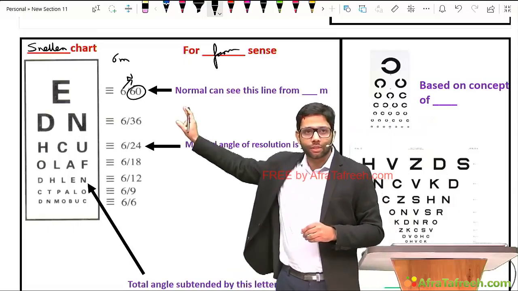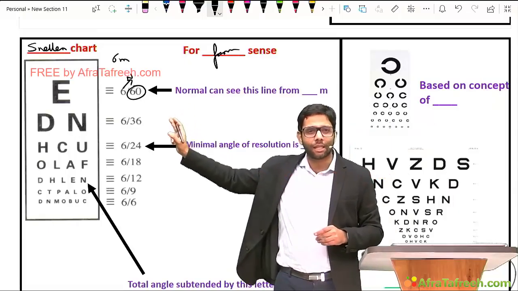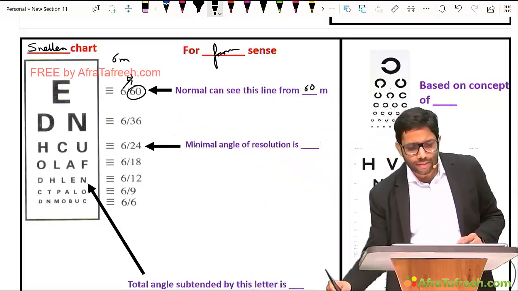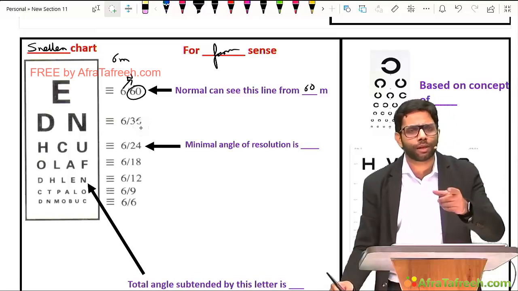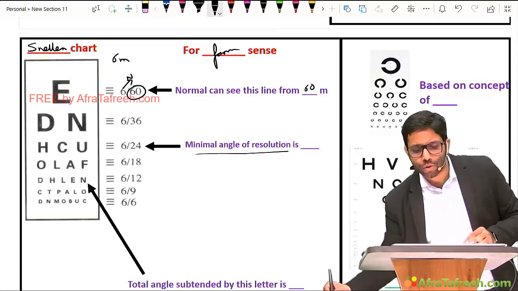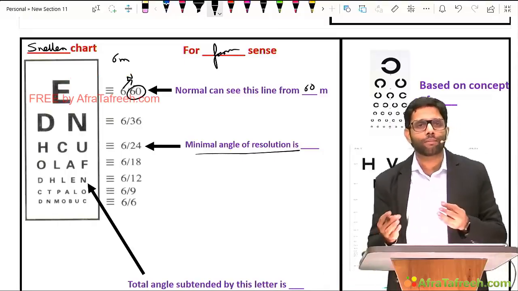The 6 by 60 letter can be seen by a normal patient from 60 meters. The 6 by 36 letter can be seen by a normal patient from 36 meters. Now it's based on the concept of minimal angle of resolution. The letters are subtending some angle in the eye.